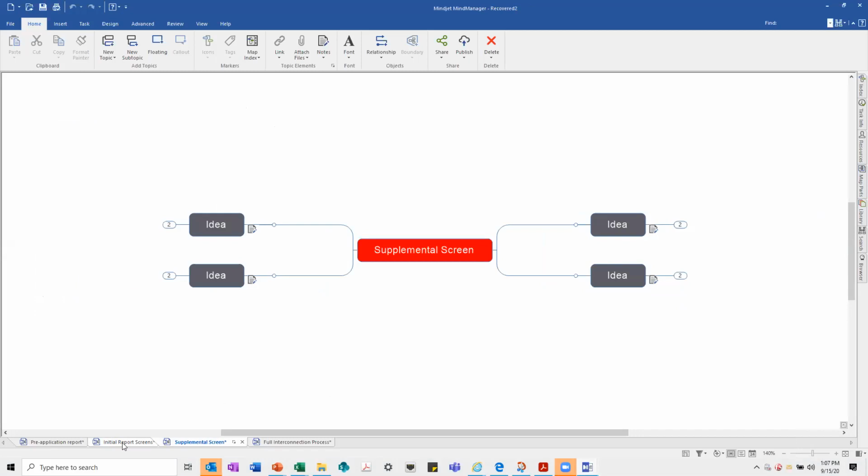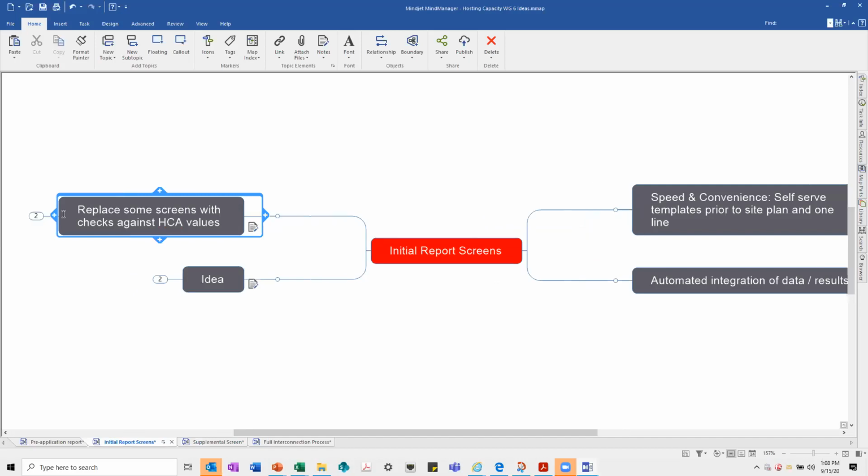But this is Brian. I think same comment as before in terms of integrating the HCA into the screening process. Great, can do.